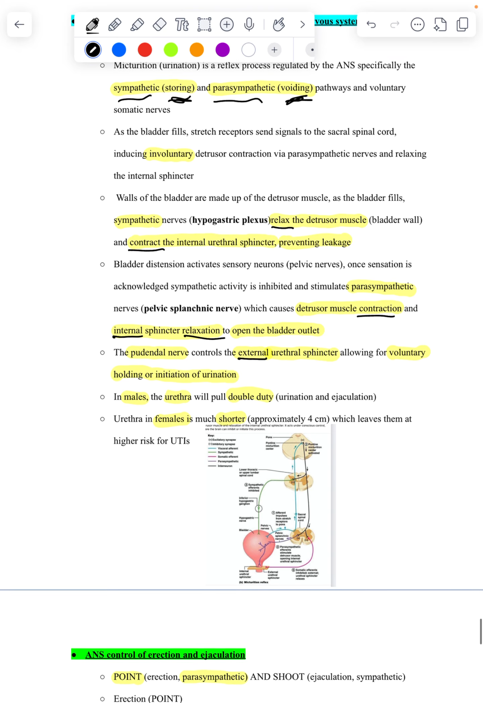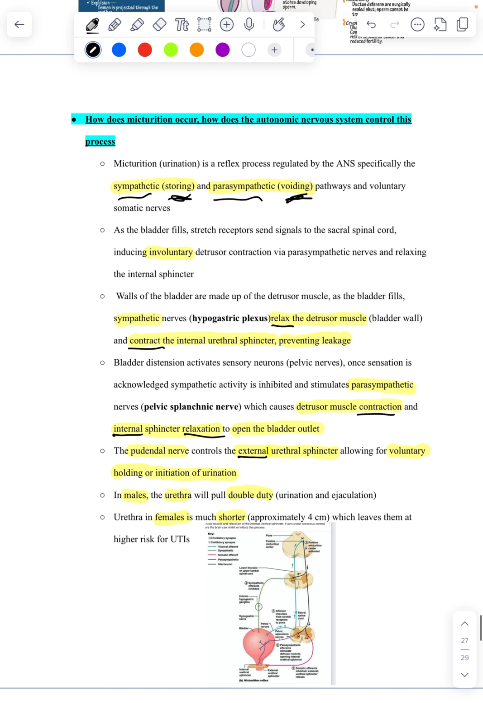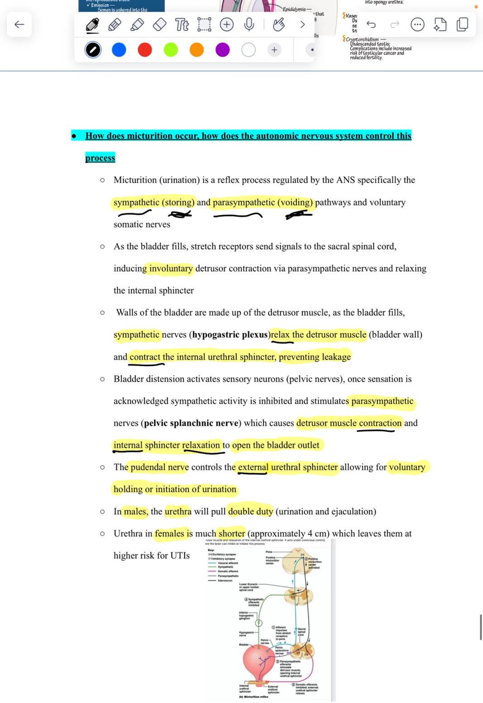Your bladder has a big muscle around it called the detrusor muscle. Where's that? Right here. Your detrusor muscle senses when your bladder is expanding. So when your bladder starts to fill, that's when the sympathetic nerves are activated. It has to relax the muscle so that it can expand and fill with urine or fluid or whatever's in there at that time.